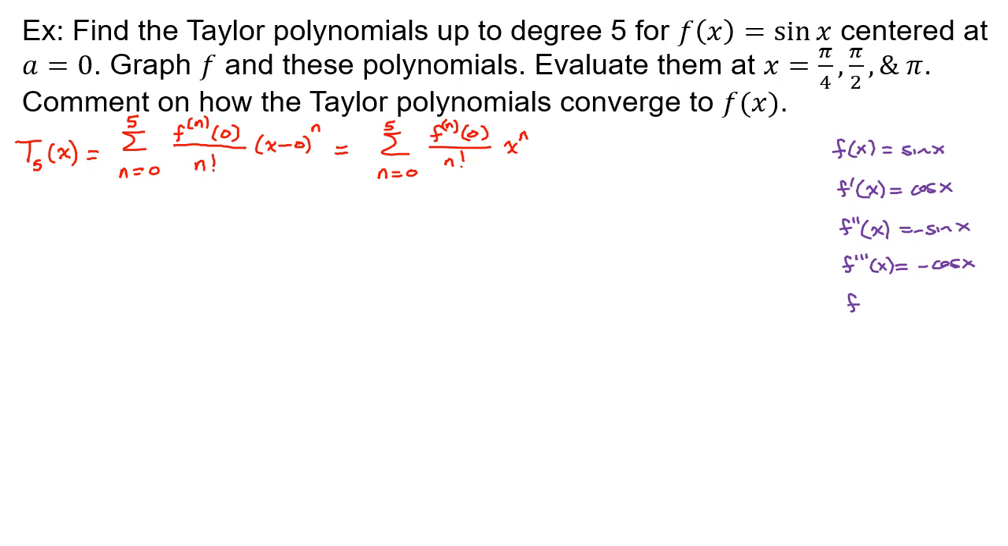We need 2 more. The 4th derivative: negative sine, the derivative of negative cosine goes back to positive sine, and so we just start repeating. We're going back to the original one here. And the 5th derivative, we go back to cosine. So these are all the derivatives that you need to use.